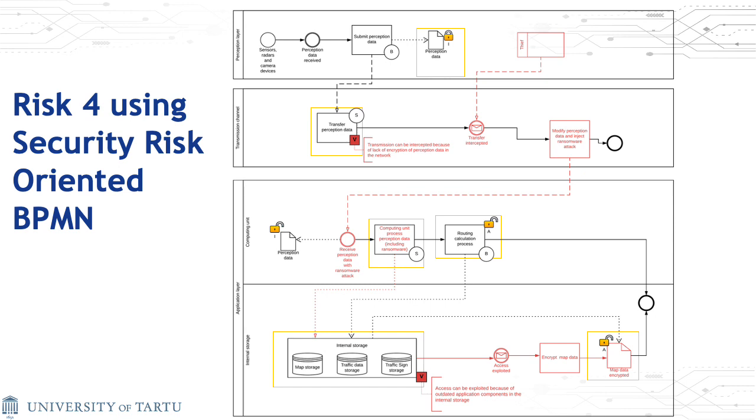The next step is that the computing unit receives and processes this data, including the ransomware, and this activates the ransomware attack, where the access could be exploited in the internal storage because of outdated application components installed in the operating system of the internal storage device. This leads to the encryption of the map data. So at the end, we have a negative impact: the integrity of the perception data has been compromised, and also we have a loss of availability of map data and the routing calculation process, as there is no map data available for the process.